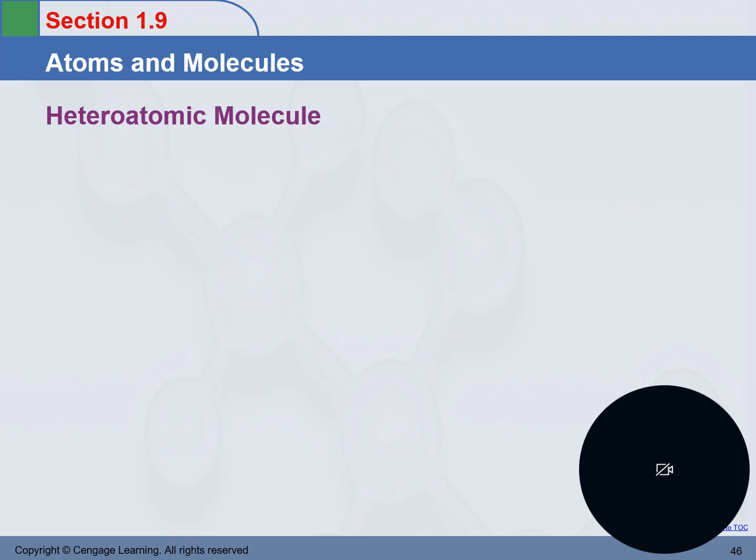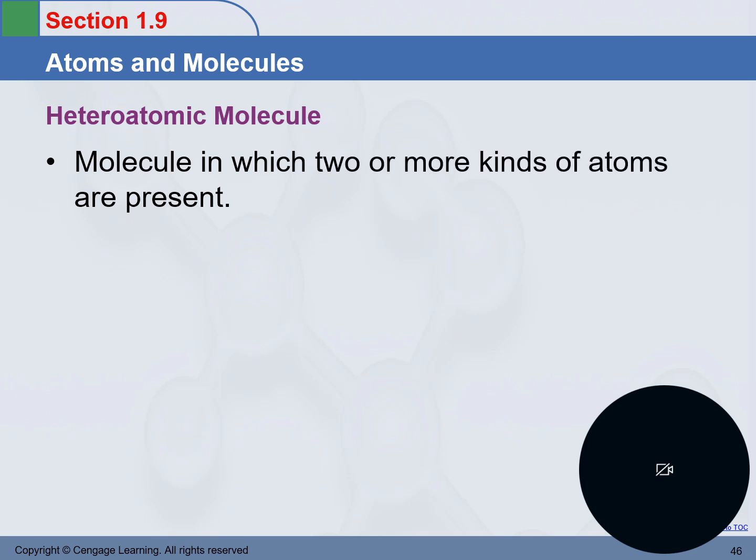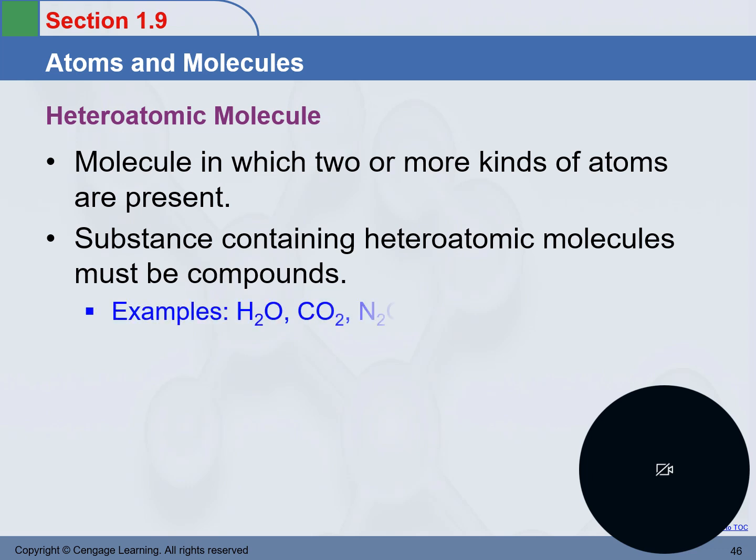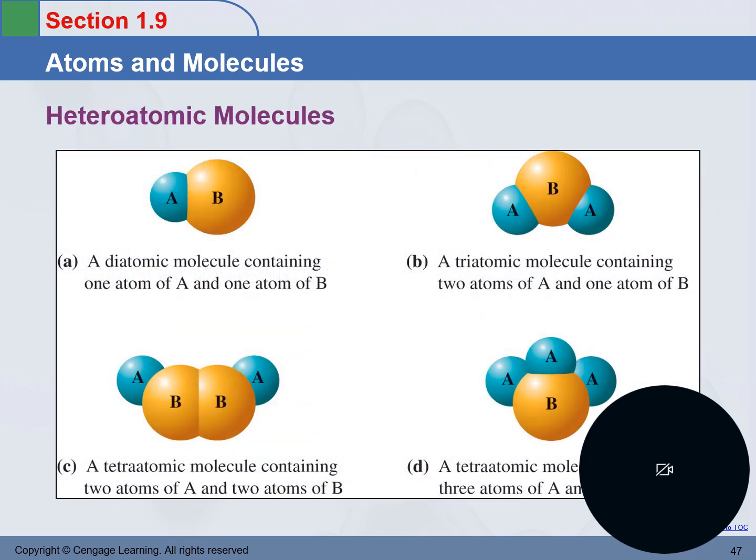The other term that your book uses for atoms and molecules are heteroatomic molecules, where the molecule is made up of two or more kinds of atoms. So you must have two or more substances like water, carbon dioxide, dinitrogen tetraoxide, or in this case a disaccharide for the last one there. Here's some pictures showing some heteroatomic molecules. Notice there's an A and a B in each one of those, also denoted by the different sizes and different colors.